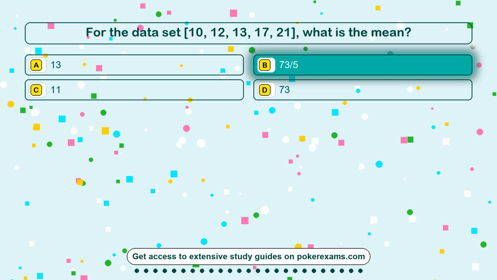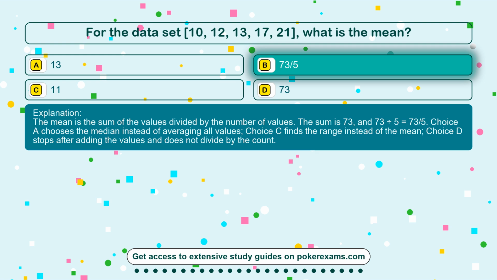The correct answer is option B, 73/5. The mean is the sum of the values divided by the number of values. The sum is 73, and 73 divided by 5 equals 73/5. Choice A chooses the median instead of averaging all values, choice C finds the range instead of the mean, choice D stops after adding the values and does not divide by the count.